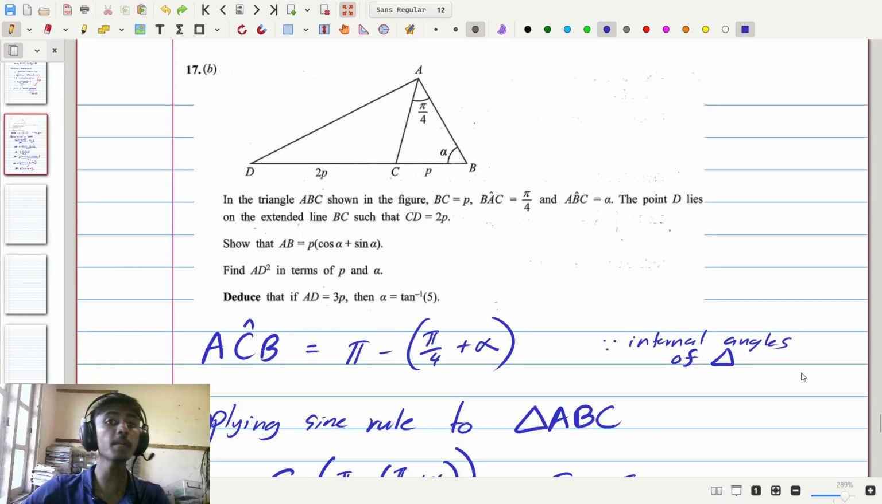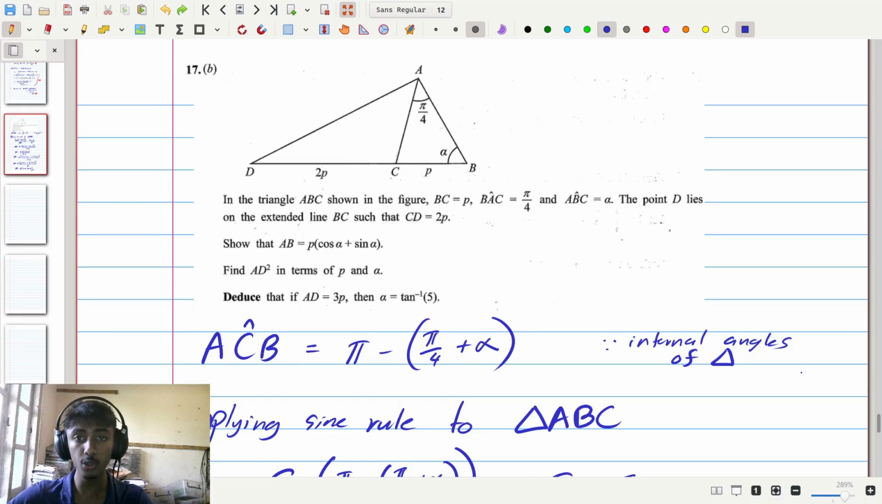Now moving on to the second part of the question, we are asked to find AD squared in terms of P and alpha. And for this question, we are expected to use the cosine rule. Now expected, of course, doesn't mean it's mandatory, but it's much easier to use the cosine rule to find AD squared in this particular case.